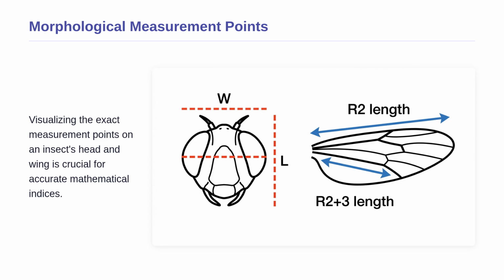On the right, we have an insect wing. Notice the specific veins highlighted by the blue arrows. The upper arrow shows the R2 vein length, and the lower arrow shows the R2+3 stalk length before it branches. This diagram teaches us exactly where to place our microscopic measuring tools to gather the data needed for our formulas.